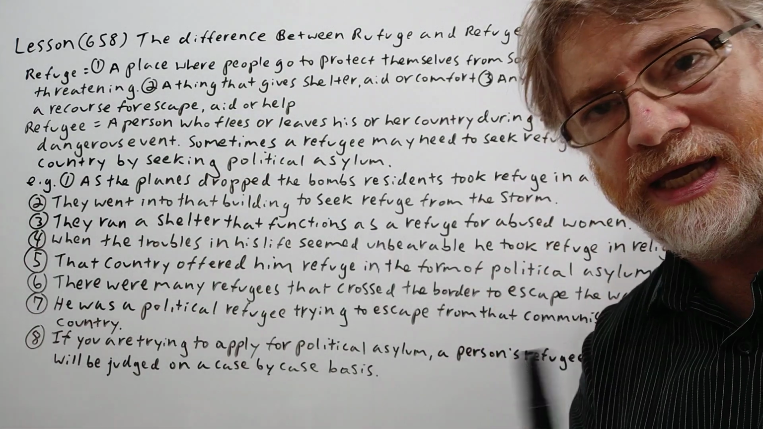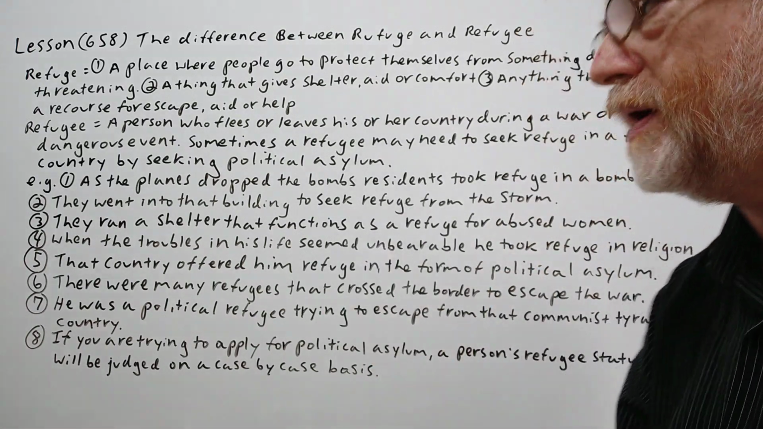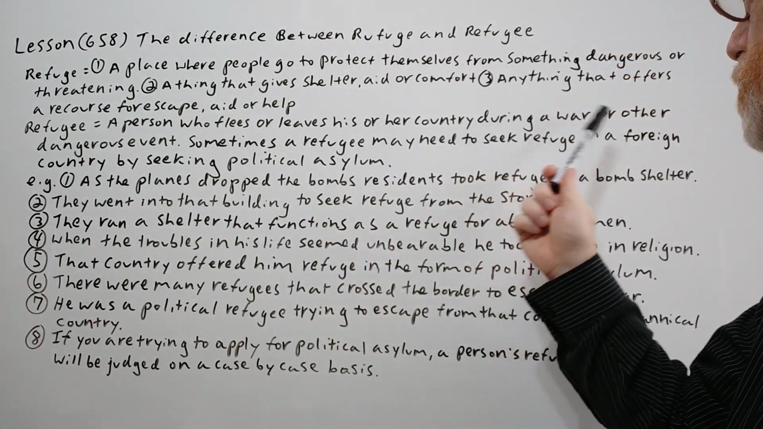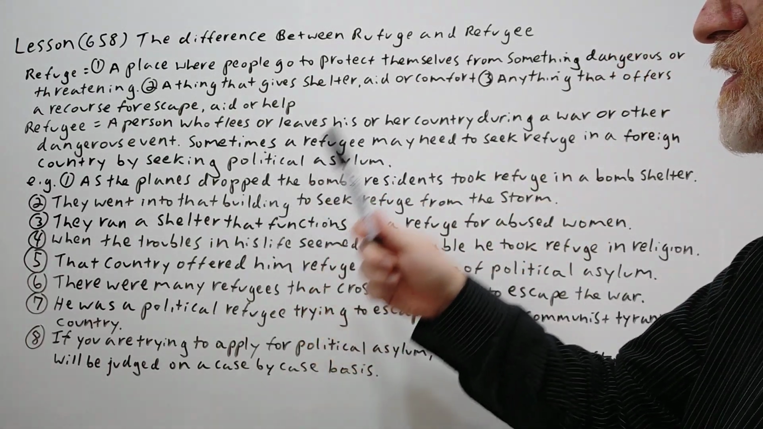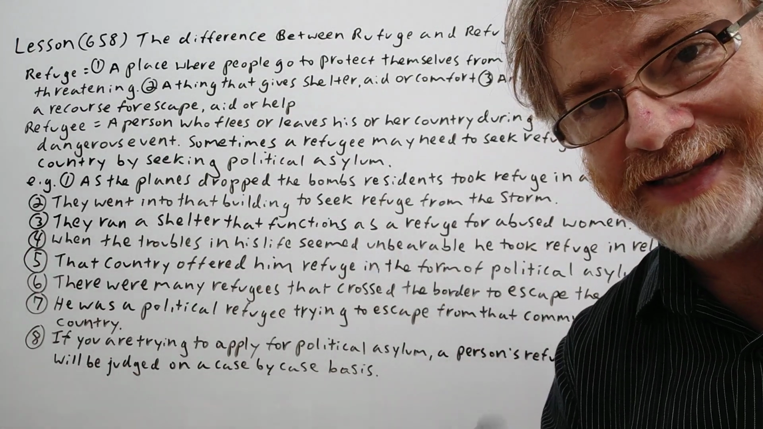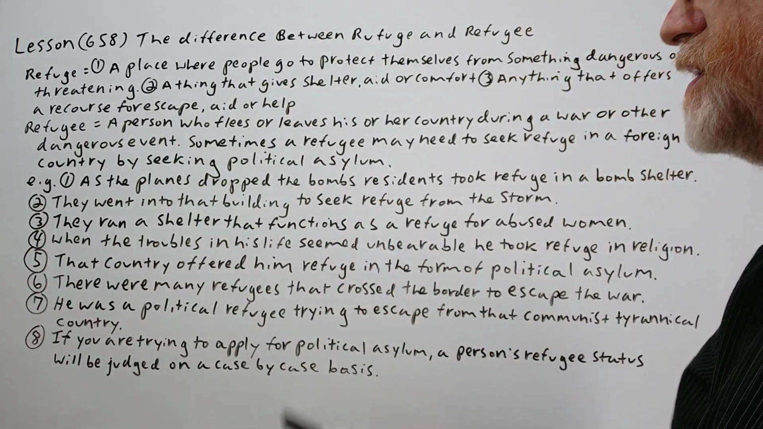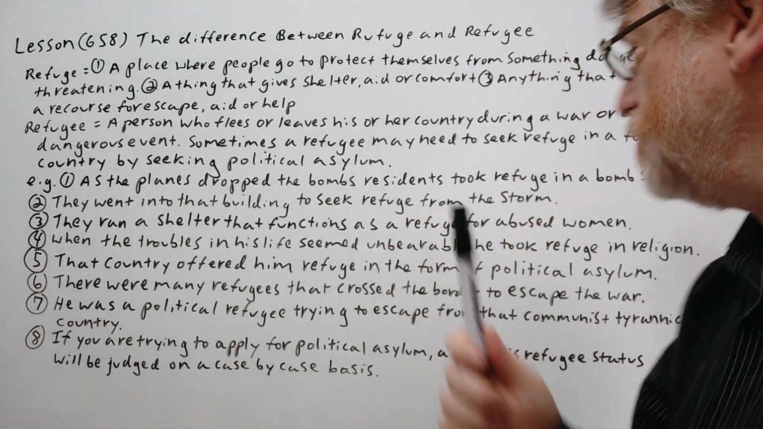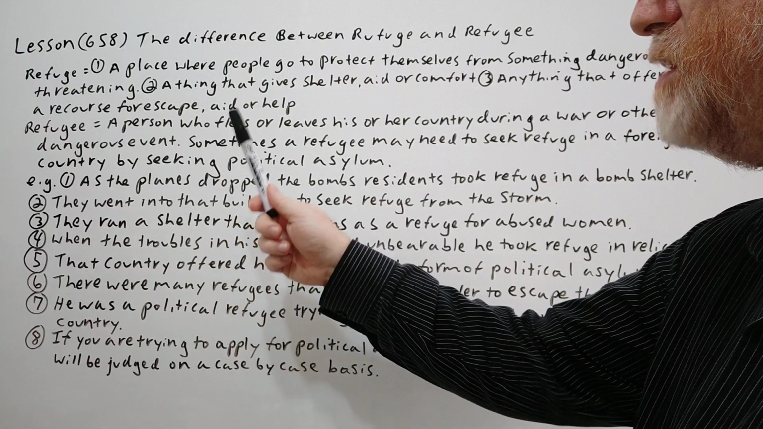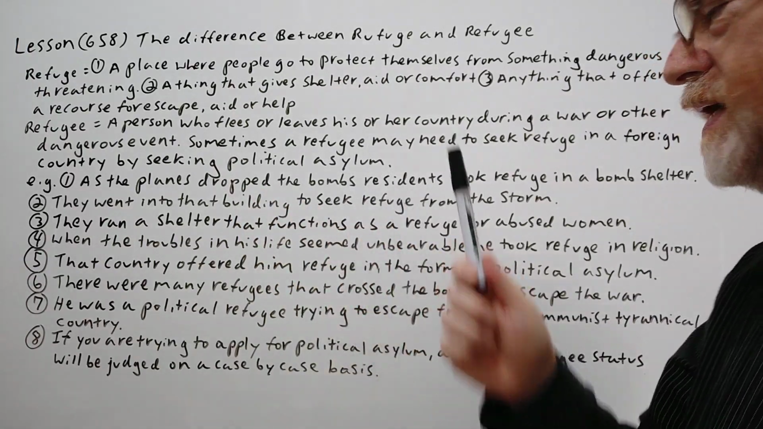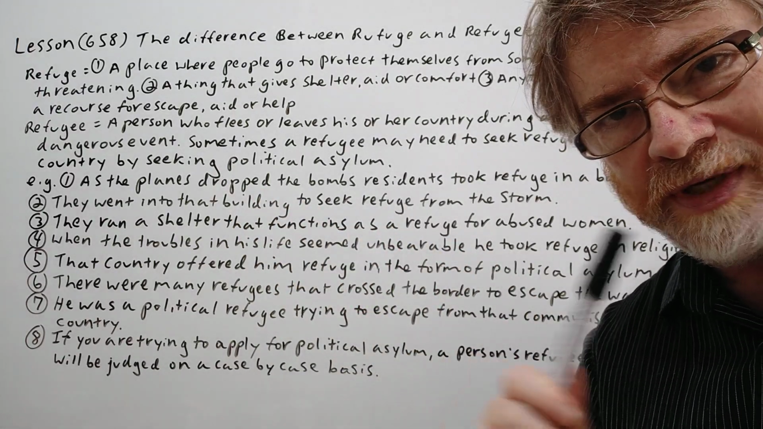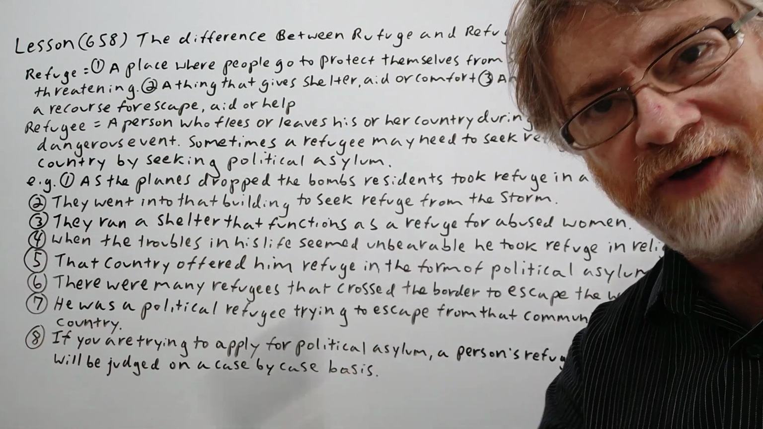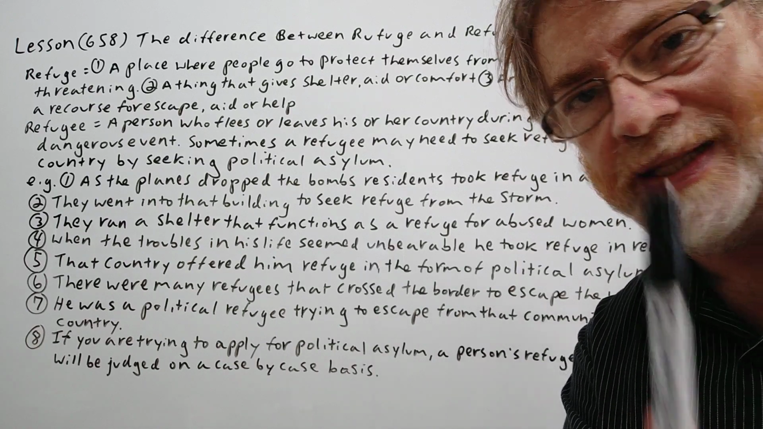Now, refugee is always a person, okay? A person who flees or leaves his or her country during a war or other dangerous events. But we could have a sentence like this where we have both words in the same sentence. Sometimes a refugee may need to seek refuge in a foreign country by seeking political asylum. So we use seek as one of the common verbs, or take refuge, seek refuge, try to find refuge. We often use it like that.